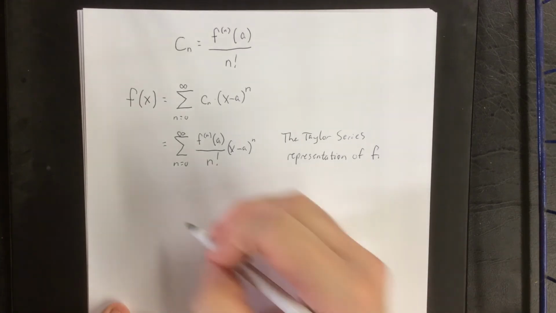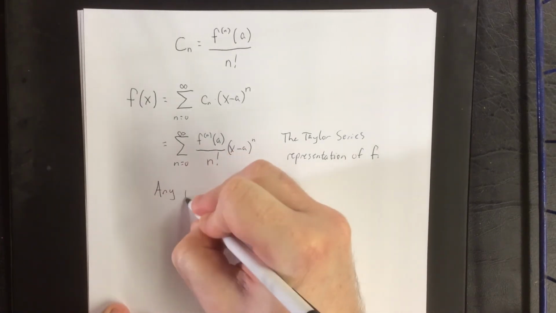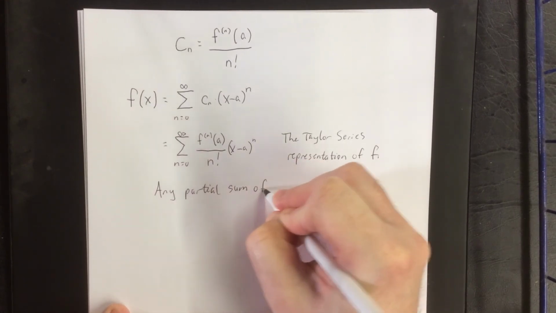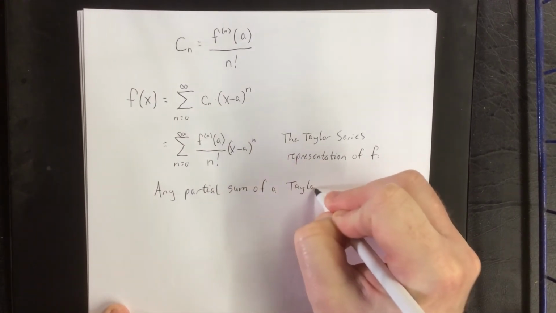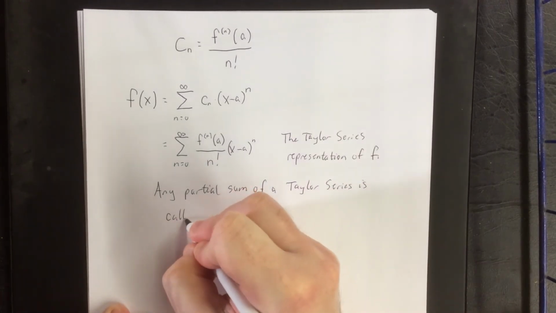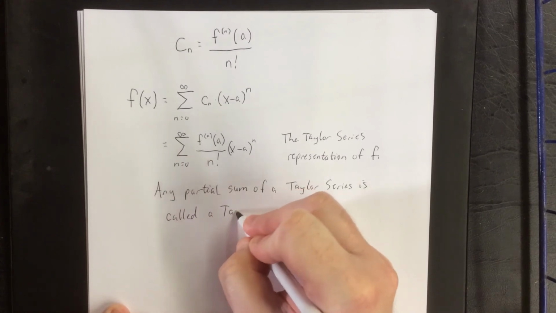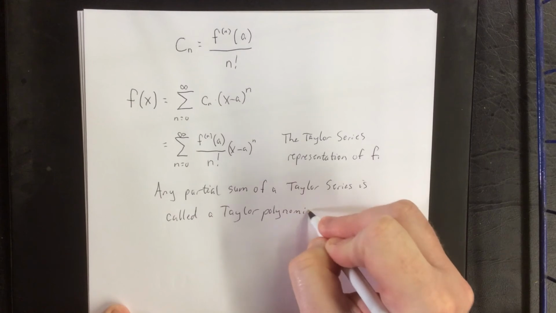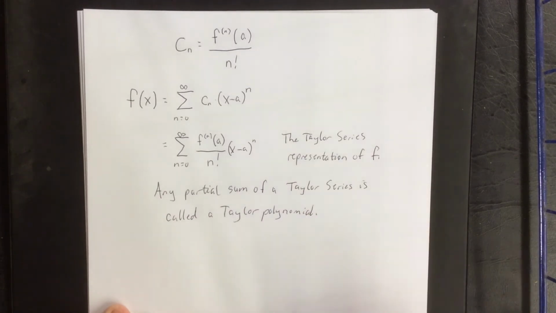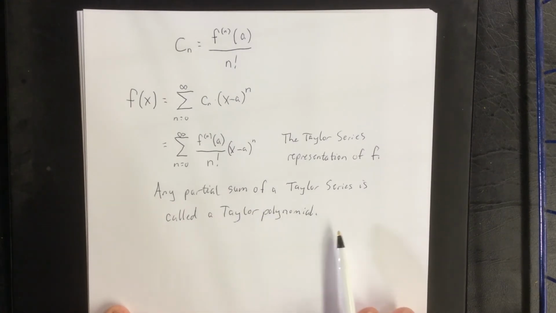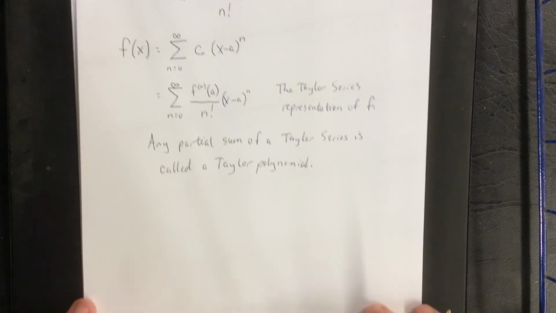Now, when it comes to the Taylor series, any partial sum of a Taylor series is called a Taylor polynomial. Keeping in mind that a series is essentially an infinite degree polynomial, any partial sum would be a finite sum of powers of x. Therefore, we refer to it as a Taylor polynomial.